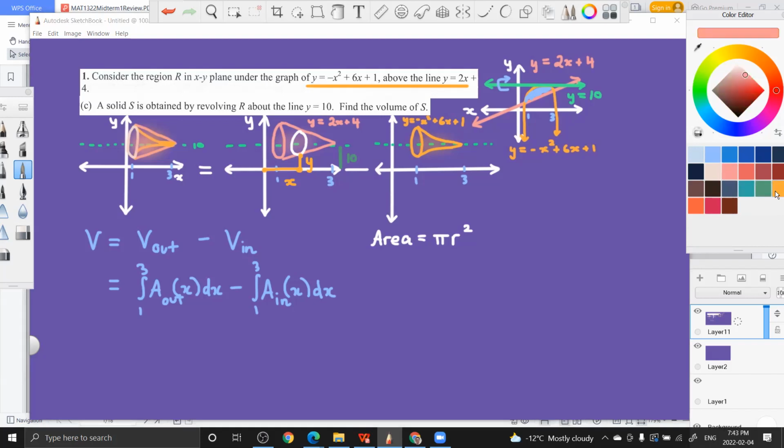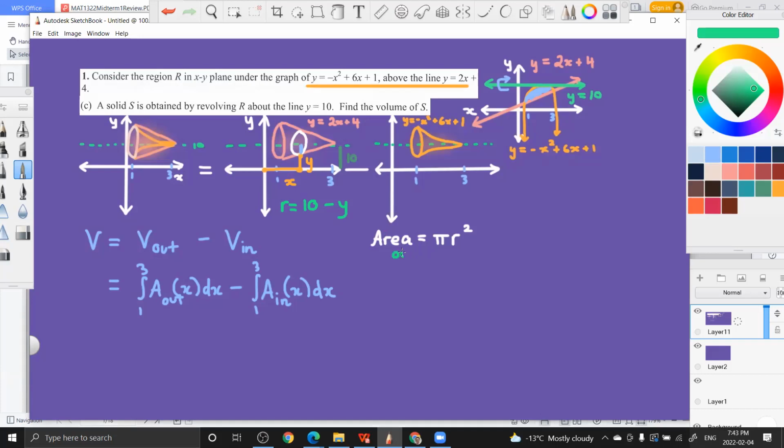And finally, the radius would just be from here to here. So what is that radius? Well, we know here is 10. We know this is y. So the radius has to be 10 minus y, wouldn't it be? Right? The radius is just 10 minus y. Yeah, you're right. So it's 10 minus y.